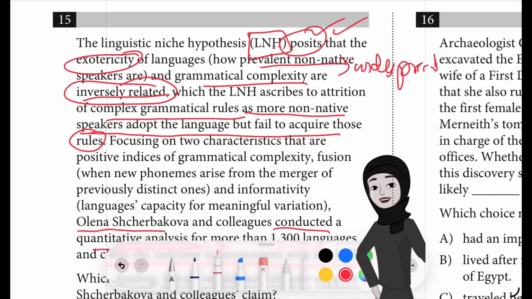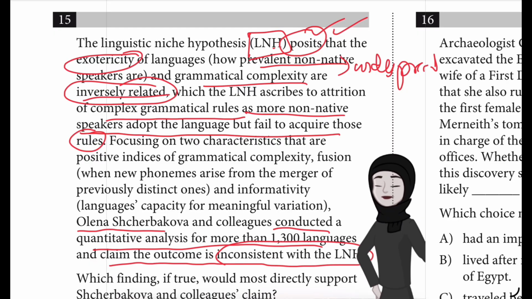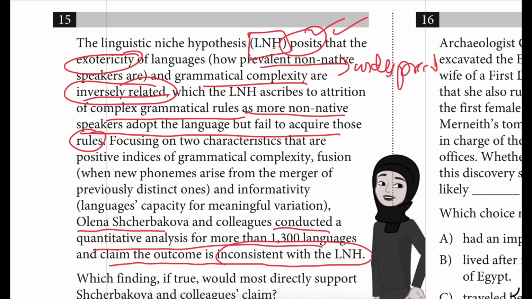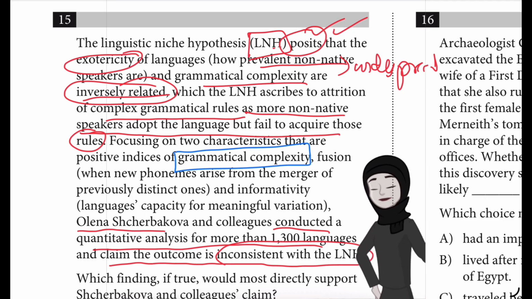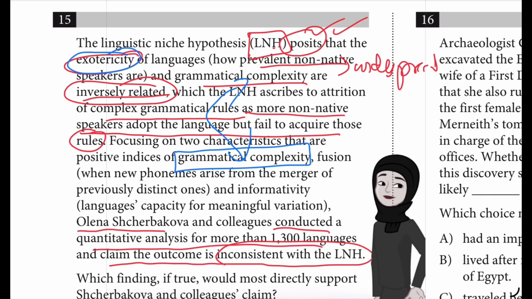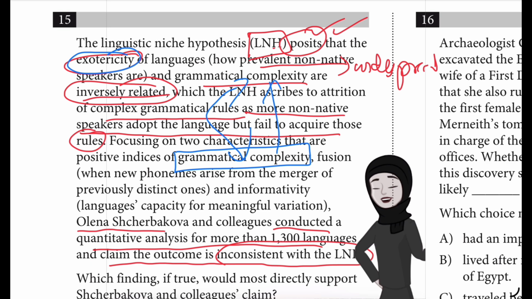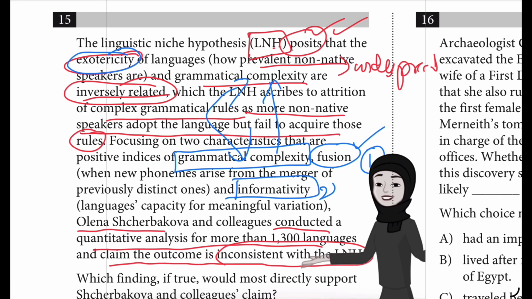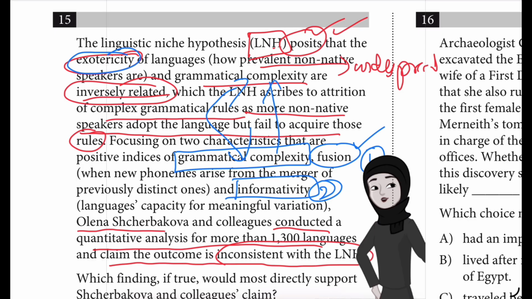And what have they studied? If you observe, they are studying two positive indices of grammatical complexity. So this grammatical complexity is what they say is inversely proportional to exotericity. But there are two parts of that grammatical complexity which they are studying. One is fusion. And the other one is informativity. So these are the two things under grammatical complexity which they study for this experiment.